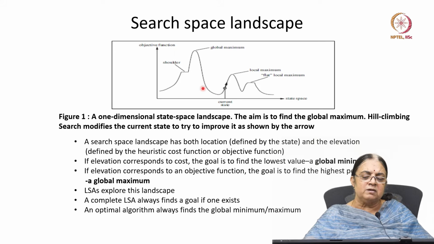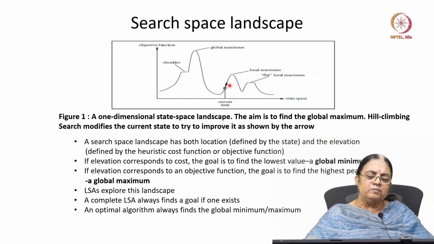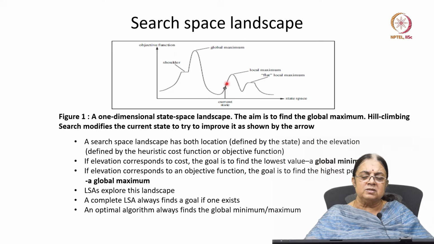Suppose you take some current point. You move along the function in a direction where the objective function increases, and you keep doing that. Once you move to a point which has a better objective function than the present point, from there again you look at the neighbors and find a point which has a better objective function, and you keep doing that till you reach the maximum.